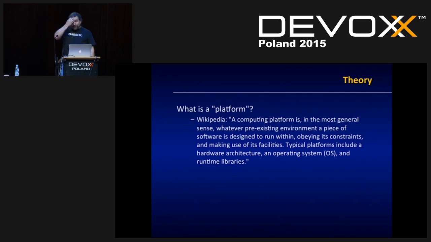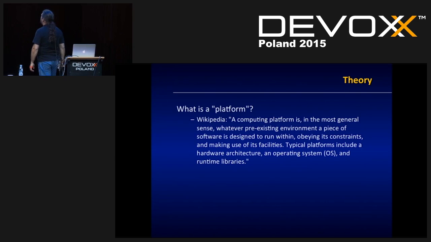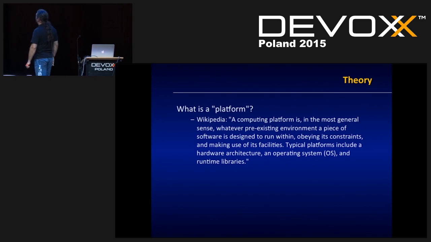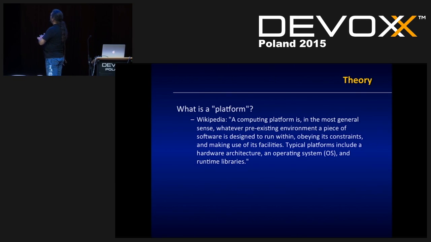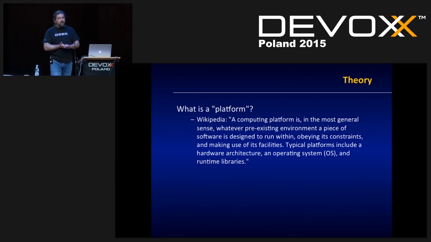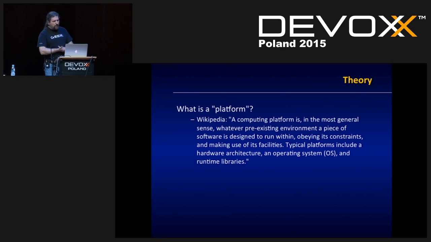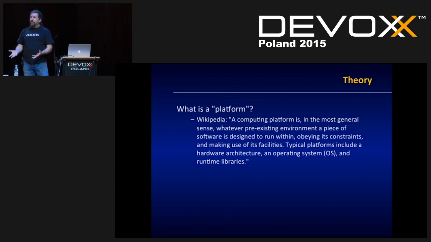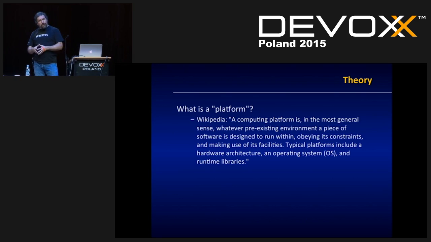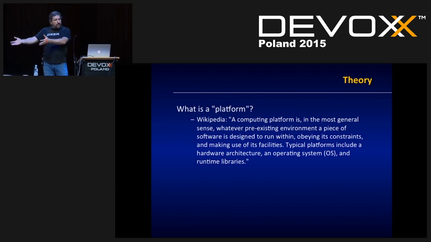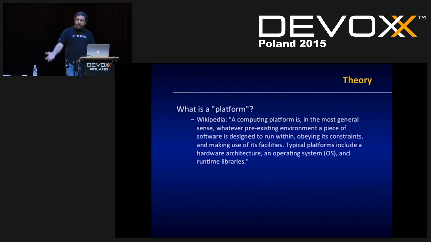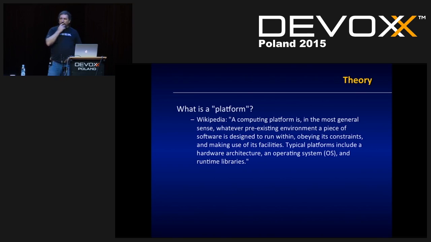What does that mean? Computing platform, in the most general sense, a piece of software designed to run within, obeying its constraints, making use of its facilities. Typical platforms include operating systems and runtime libraries. This is a fairly low-level discussion, but resonates because we think about the JVM as a platform. It has a runtime system, it has associated libraries, we run code on top of it. Over on the .NET side of the world, we have the CLR, same basic story, that's a platform. PHP is a platform. Python is a platform. This makes a certain amount of sense.